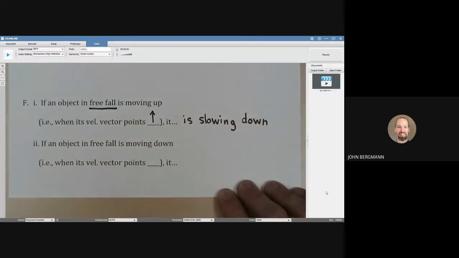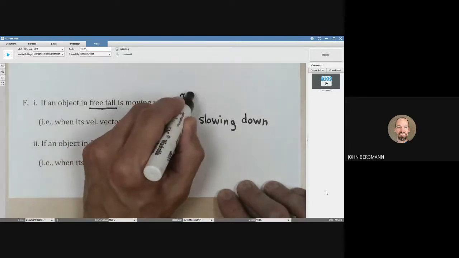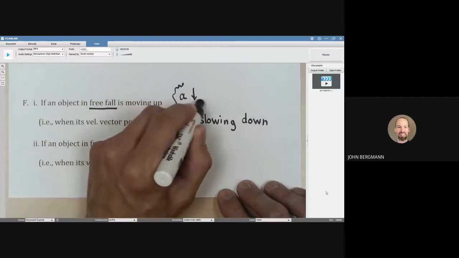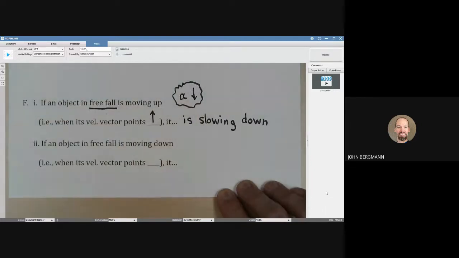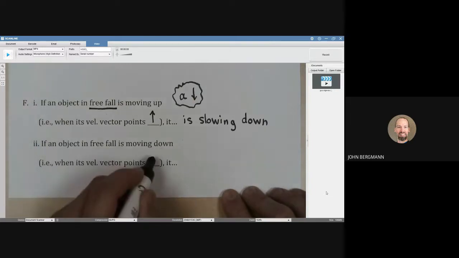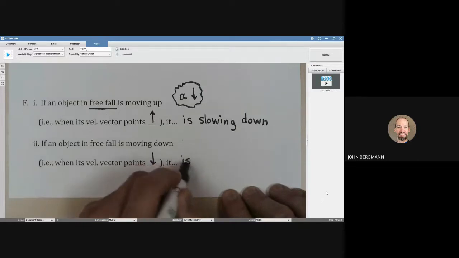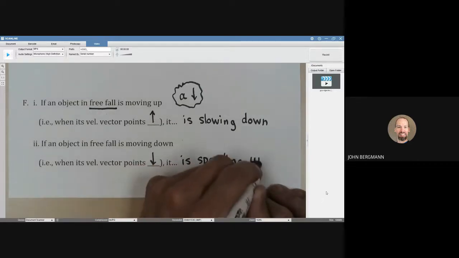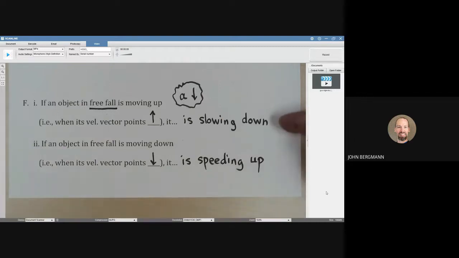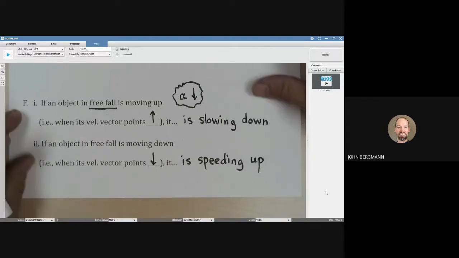And we know that because which way does the acceleration vector point? The acceleration vector is always pointing downward because gravity is always acting in that direction. And if the velocity and the acceleration vectors point opposite each other, the speed of the object is slowing down. If an object in free fall is moving downward, then it is speeding up. Specifically, it is going to be slowing down 10 meters per second every second, or it's going to be speeding up 10 meters per second every second. And hopefully you'll see that when we do a few problems here.